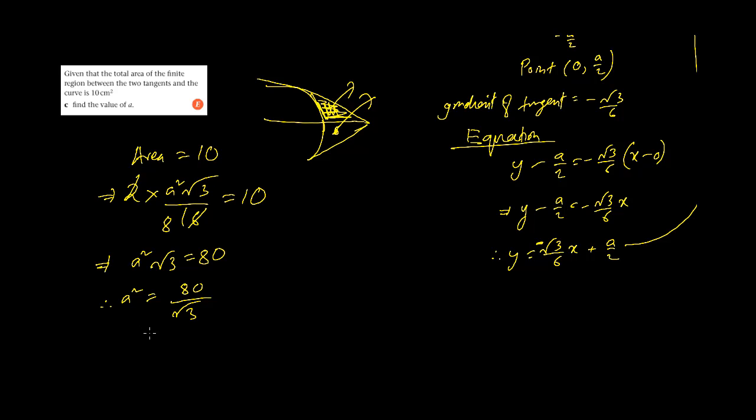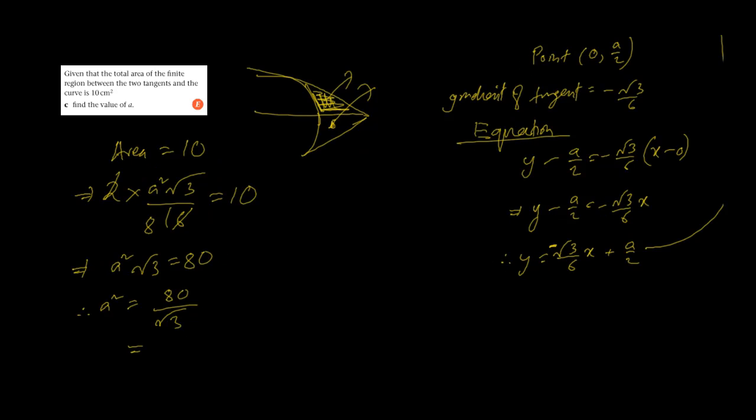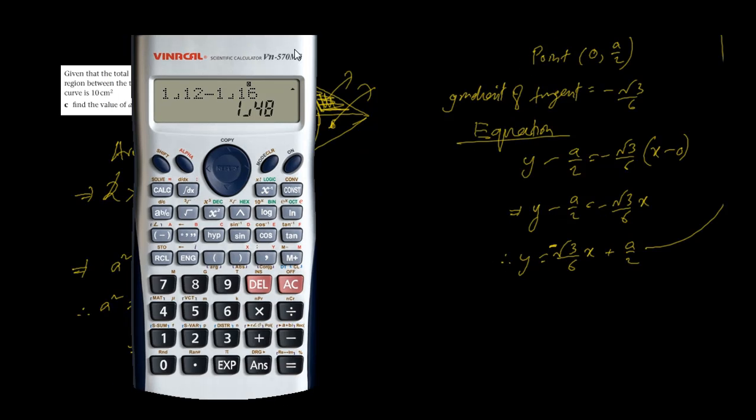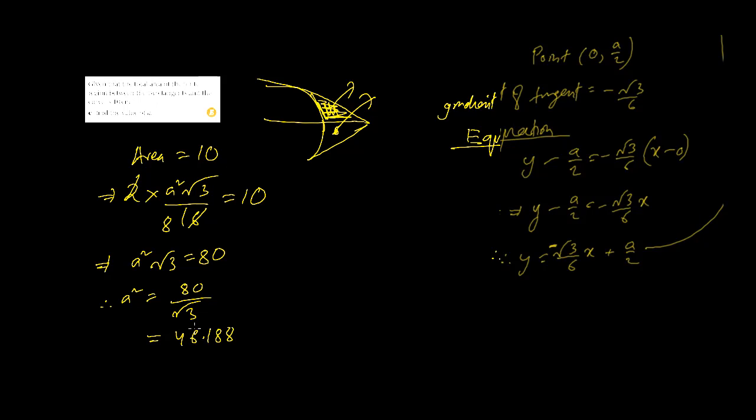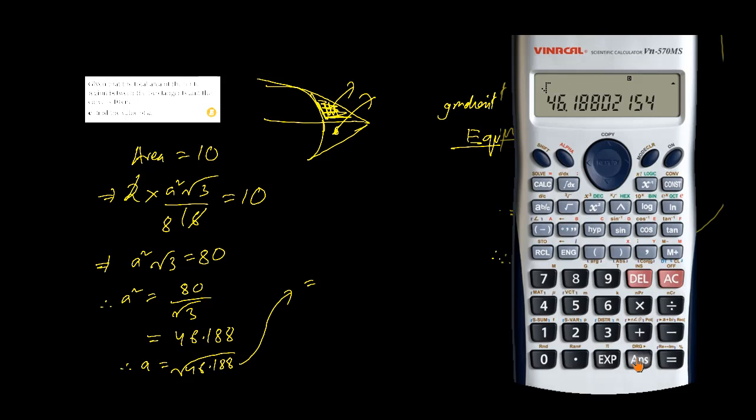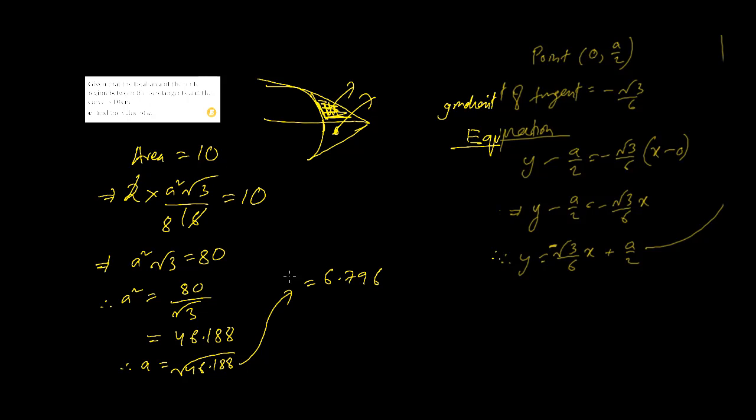Now we can do the calculation very easily. We have to find the value of a, which has to be a positive value. 80 divided by square root of 3 would be 46.188. Therefore a equals the square root of 46.188. Obviously these are not exam type sums, but it helps you if you do the difficult sums. It gives you an idea of the easier sums. 6.796, that is the value of a.